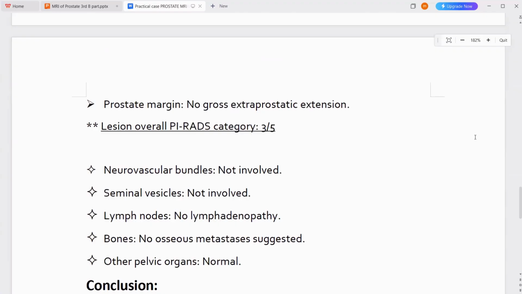We should mention all of these surrounding structures. Neurovascular bundles not involved, seminal vesicles not involved. We don't have any lymph node spread. The bones are free. Other pelvic organs are normal. If we have one of these positive findings, you should mention it in your description regarding the lesions, either located in the peripheral zone or transition zone. For example, if we have a lesion in the peripheral zone invading the neurovascular bundle, you will describe this in the description of the lesion, and you will not mention it again in this area.